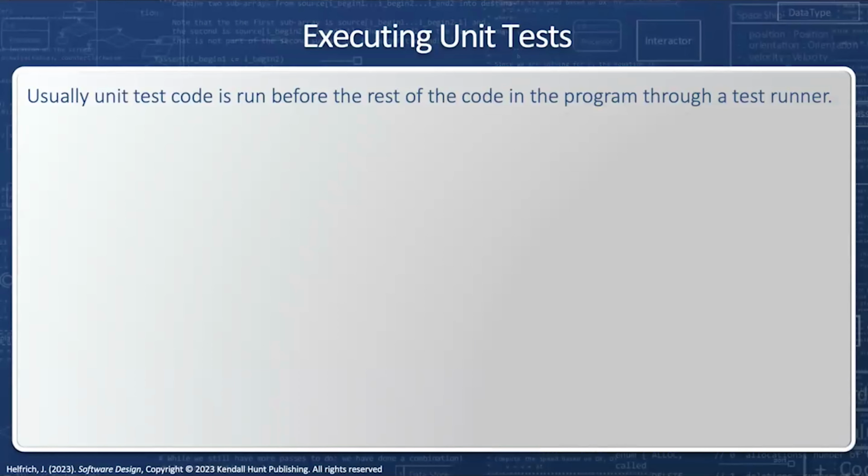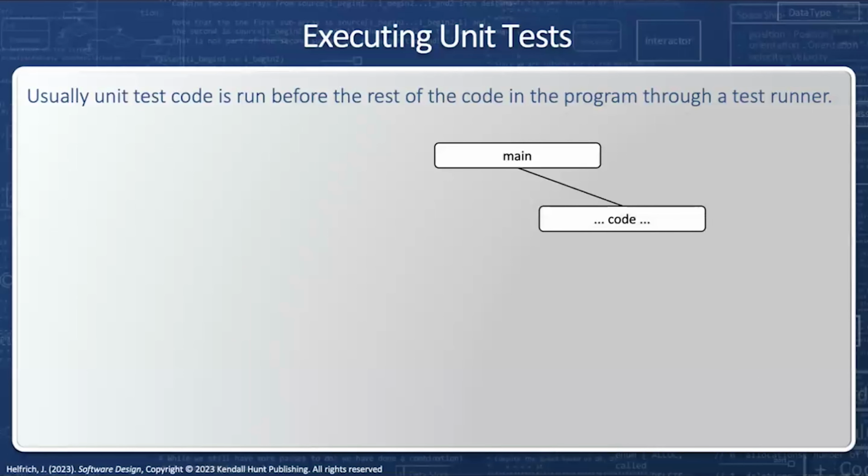This video will explain how to implement a test runner from scratch or utilize an existing test runner as part of a unit test framework. Usually unit test code is run before the rest of the code of the program through a test runner. So let's see how that works. We always start at main, of course, and main is going to call all the code that's going to execute the program as it normally would.